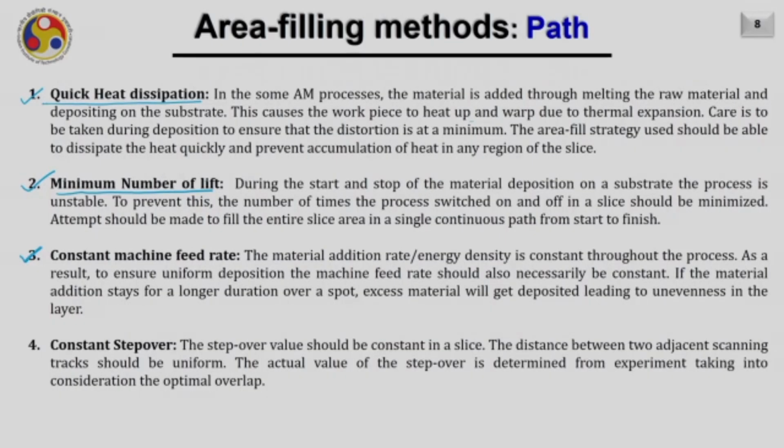The third property of an ideal toolpath is that it should give us a constant machine feed rate. For example, if you are dealing with a toolpath which consists of a lot of turns, then in that case the relative speed between the deposition head and the substrate may not remain consistent. As a result, at some portion the material will get deposited high and at some portion less material will get deposited. In that case, you will end up with an uneven layer. Therefore, your toolpath should be such that you get a nearly uniform feed rate throughout the process.